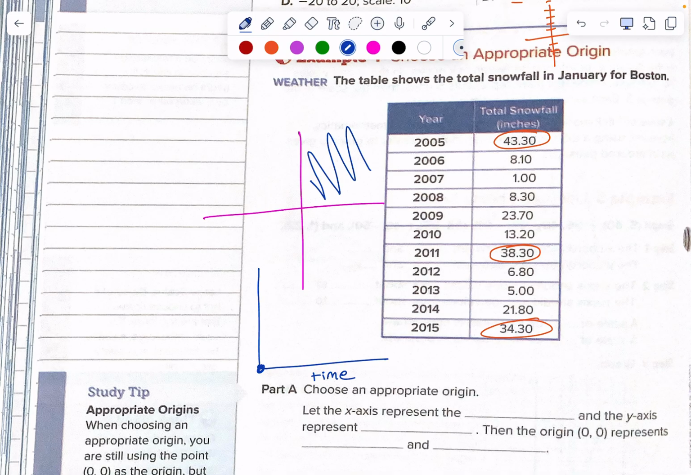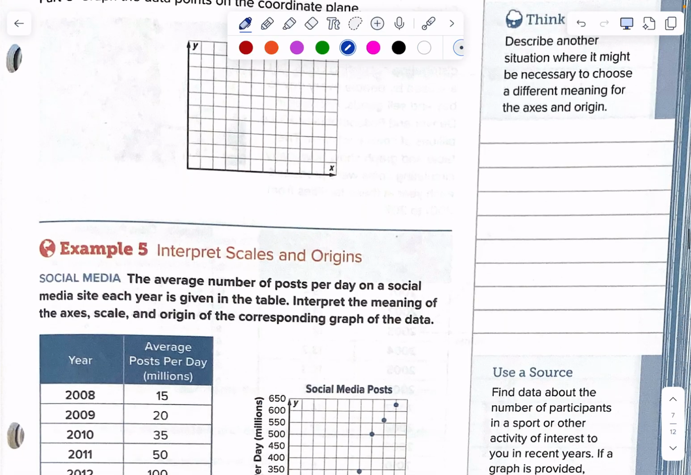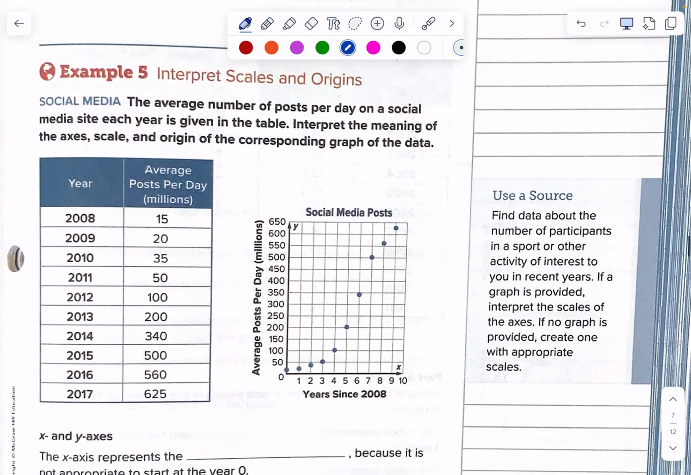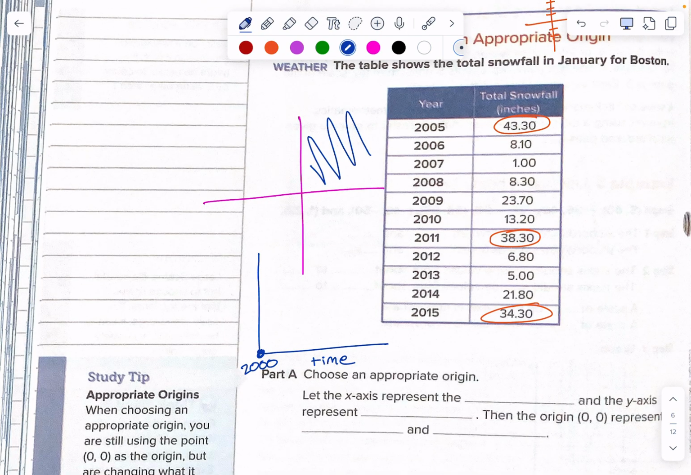I would have it be 2000, that would probably be a good spot. Okay. Since 2008. Since 2008. Interesting. Wait, no, they didn't. No, I would do 2000 as a good spot. You could start at 2005. That's fine. What are you going to start at on snowfall?